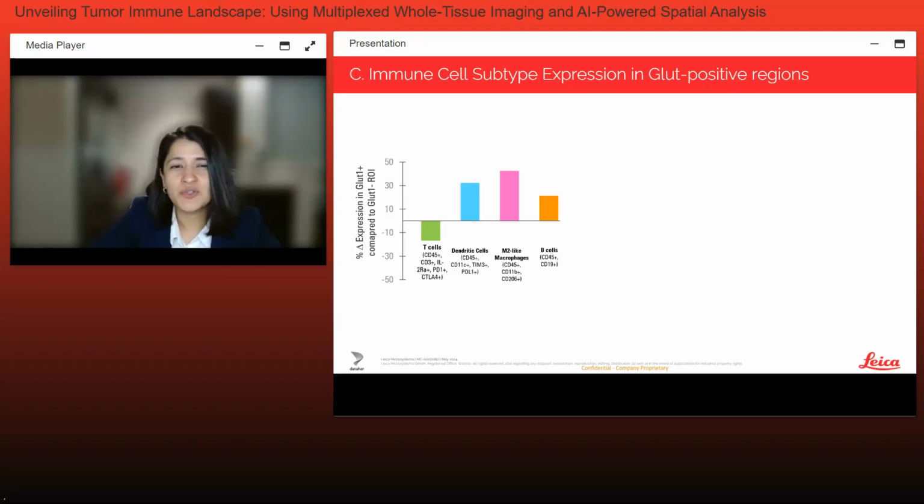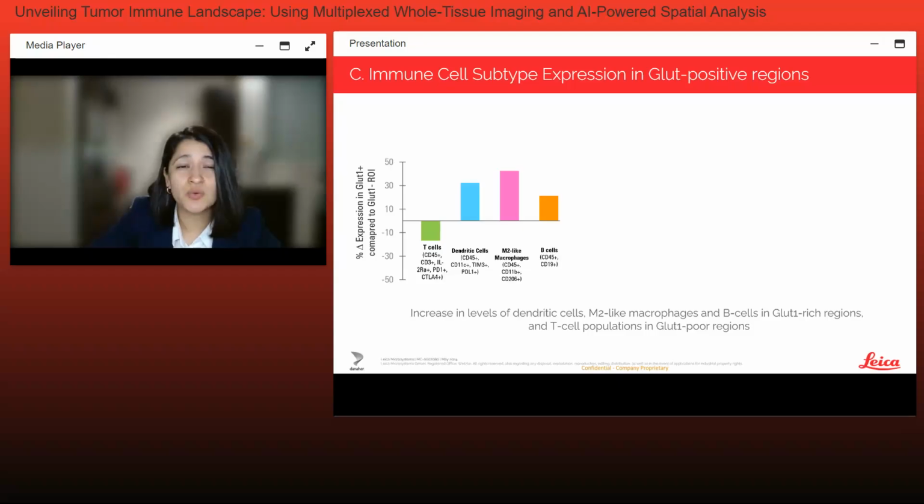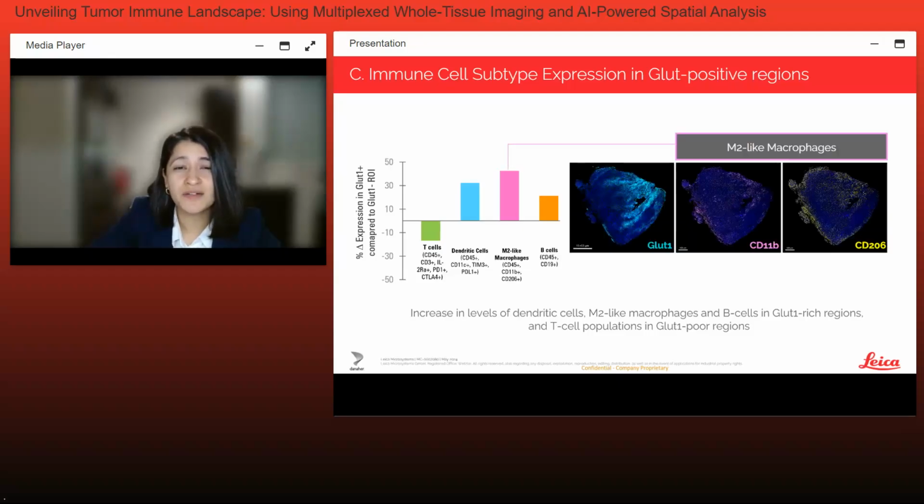Specifically, M2-like macrophages are abundantly expressed in this tissue, and we can actually confirm their expression patterns and how it relates with GLUT1 localization within this tissue. And we can appreciate that by looking at these images here. So GLUT1 is shown in cyan, and we can see this overlaid expression of CD11b, which is a myeloid cell marker, and CD206 co-expression, which defines M2-like macrophages, or TAMs, also called tumor-associated macrophages.